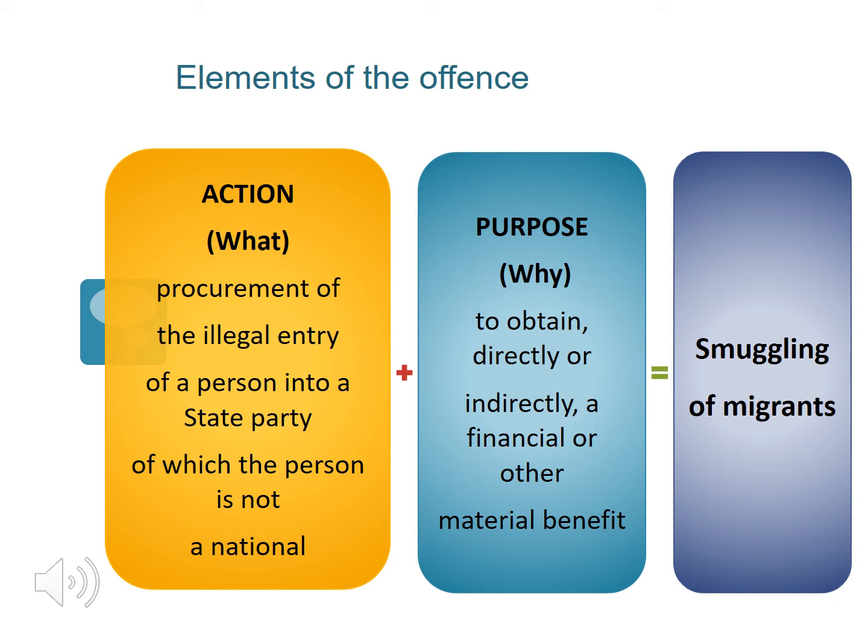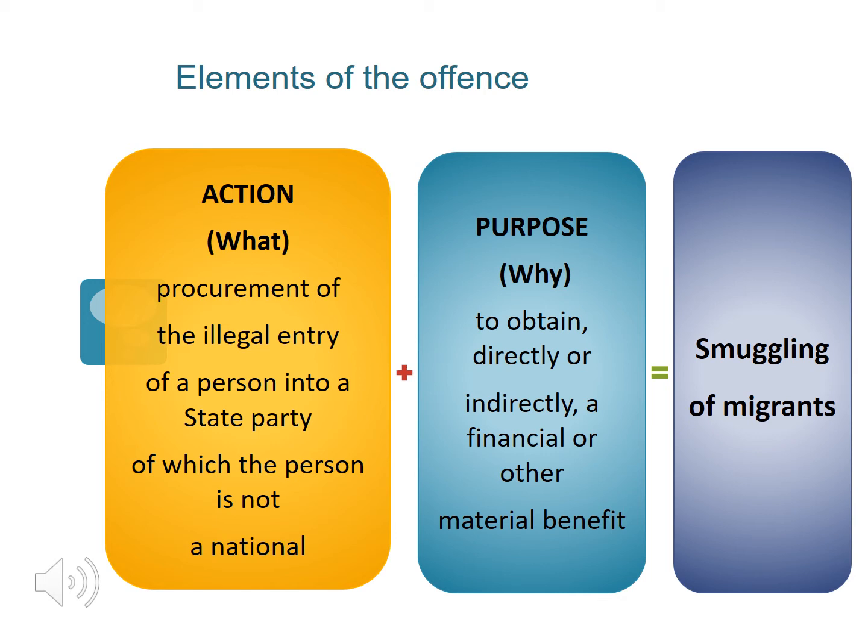The smuggled person is someone who does not have the nationality or the resident status in the territory in which he or she is being smuggled. This is an important element because the smuggling offense is not intended to deal with a national or with a permanent resident of your country. So the smuggling of such a person would be in breach of probably state regulations concerning immigration.